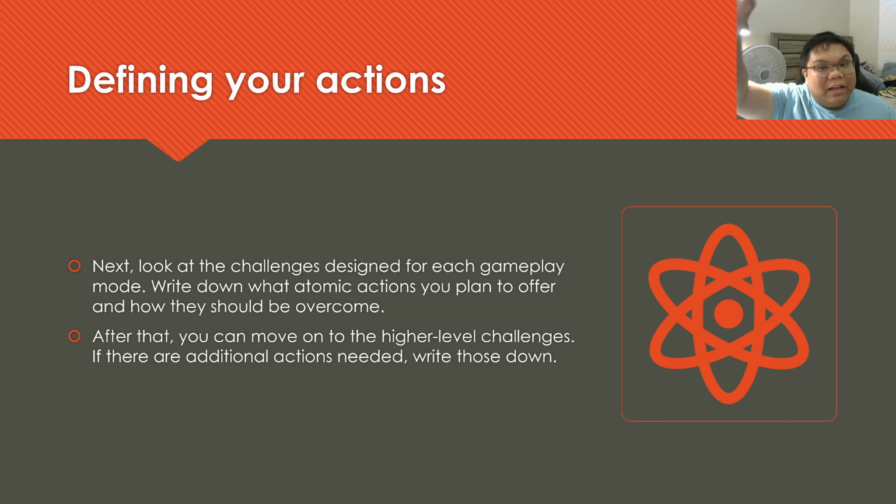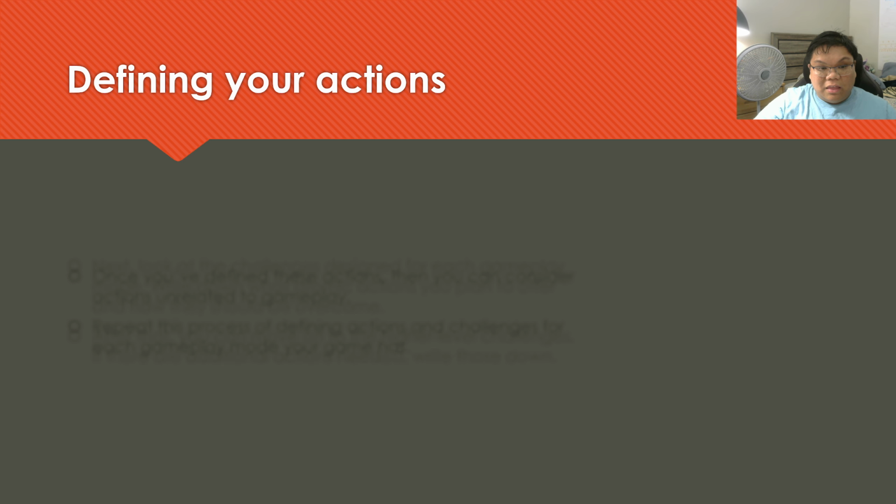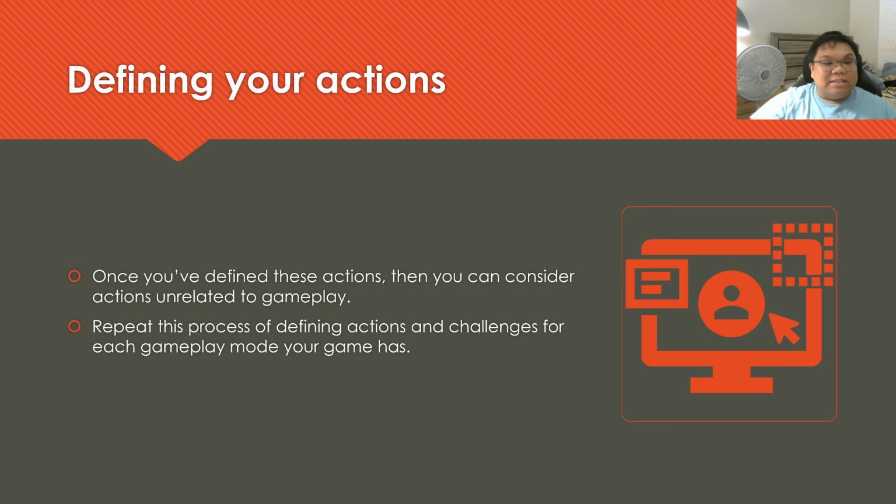Maybe the challenge is to get to a delivery point within a certain amount of time. Write down the atomic challenges you plan to offer and how they should be overcome. After that, you can move on to the higher level challenges. Once you've defined those actions, then you can consider actions not related to gameplay. Honking the horn, for example. Petting the dog, for example.